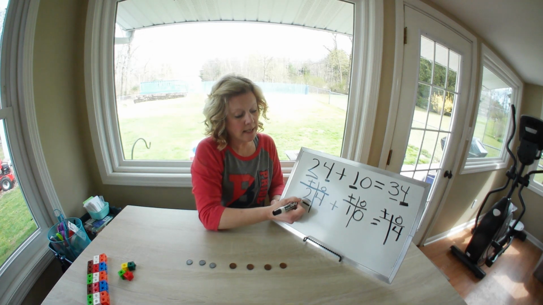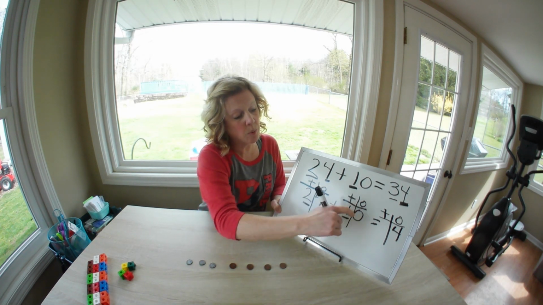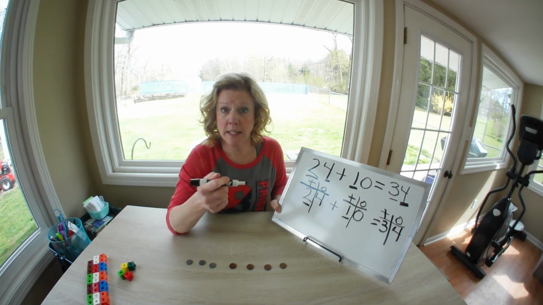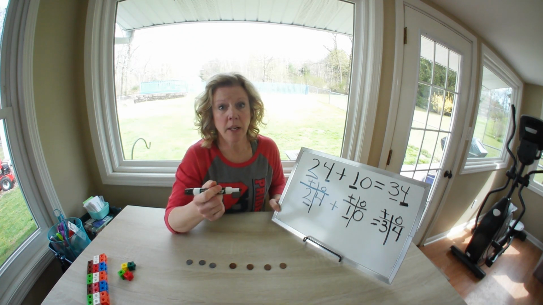But I'm going to take now my tens. 2 tens plus 1 ten equals 3 tens. So again, my answer is 3 tens and 4 ones, which is 34.